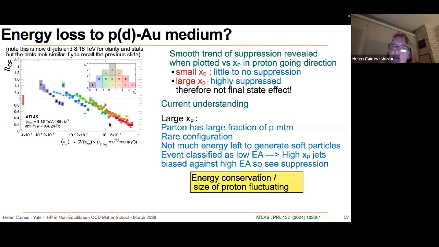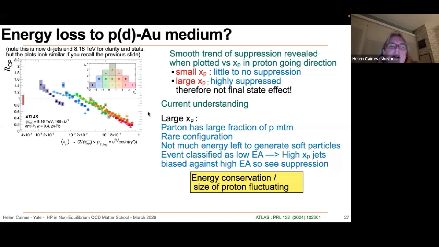And now you see there's a very nice correlation between the x that you are probing in the proton and how much suppression there is. So it's essentially the same data you were just seeing. I'm just changing what I plot on the x-axis. And there's a very nice linear correlation when I look in the x region of probing the protons, in the proton-going direction. At small x, there's no suppression. At large x, there's very high suppression. So it's not a final state effect because it depends on the x. It must be an initial state effect.